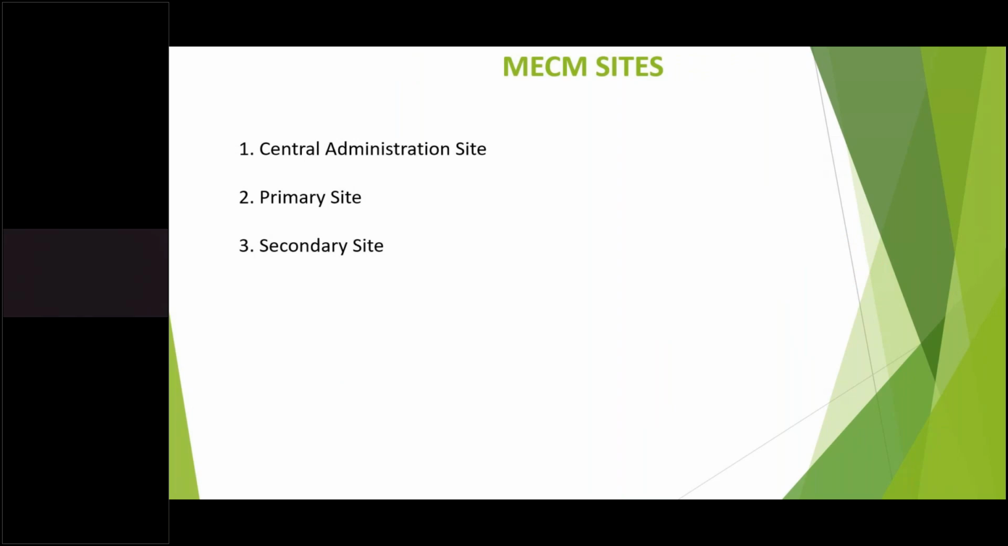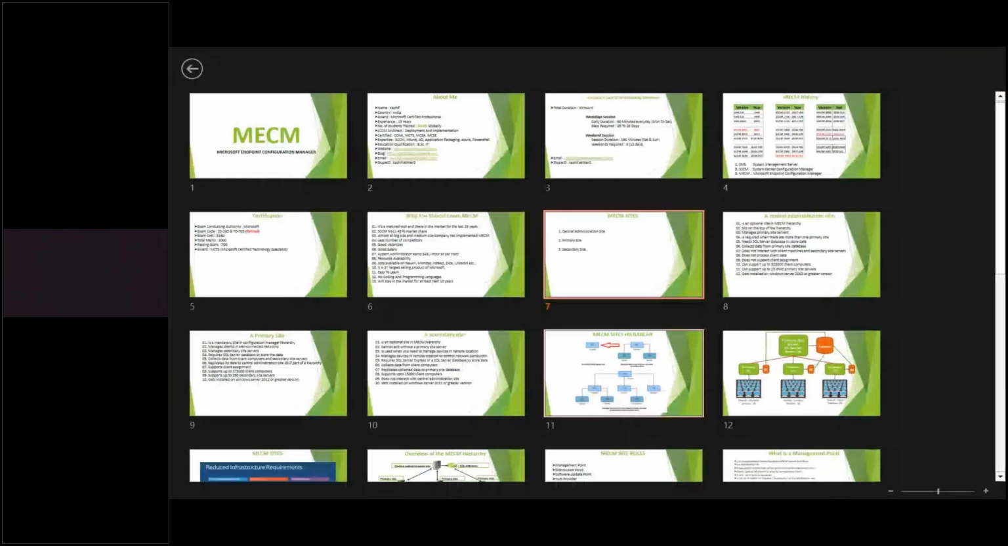Now, in MECM, there are three sites: central administration site, primary site, and secondary site. We will discuss these things in great detail from tomorrow onwards. What are these sites and why do we need them? Now, I will just give you an overview of the architecture.